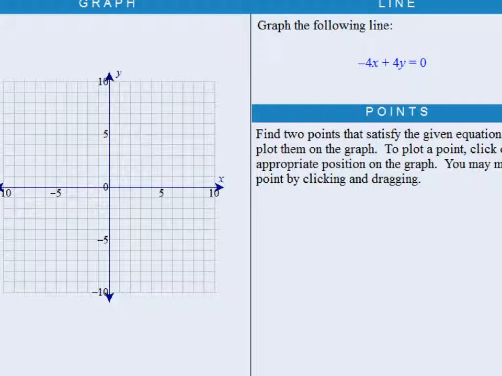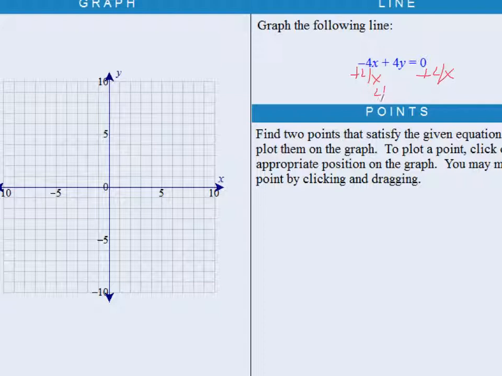Okay, and then I wanted to try one more of these. And again, it's just kind of a weird one, and it's really going to be probably an easier one, but because of the way it looks, it makes it kind of odd, because it equals 0. I'm still going to work on getting a variable by itself. And so I'm going to work on getting my y by itself. So I'm going to add the 4x to the other side.